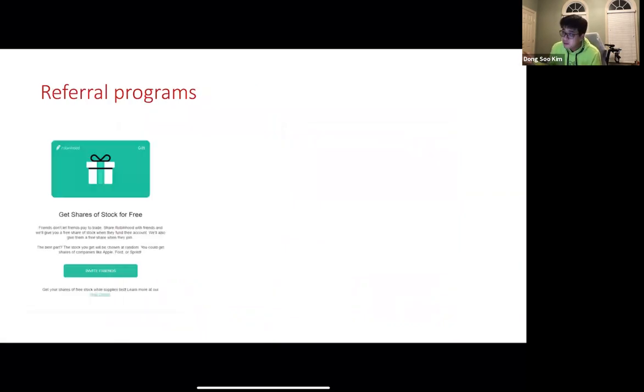Second, referral programs. This is an offer I actually received from Robinhood. You may know this company, which is one of the most popular personal stock trading service providers. Once a customer opens a Robinhood account and deposits some seed money, it is extremely easy to trade stocks.